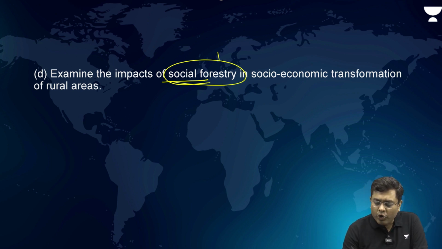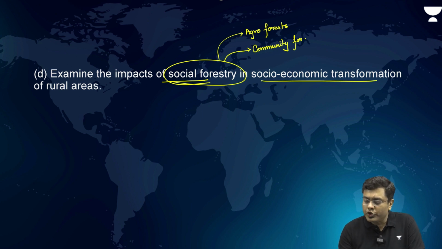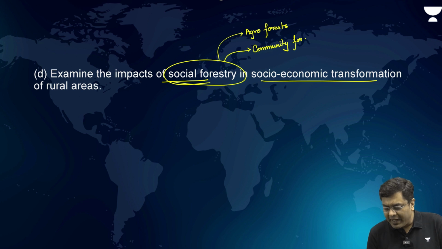Now, here the components associated with it, such as agroforestry, agroforests, community forests or the community reserves, all of them, right. Now, how do they lead to the socio-economic transformation? First of all, they provide a kind of economic benefit. Economic benefit is associated.